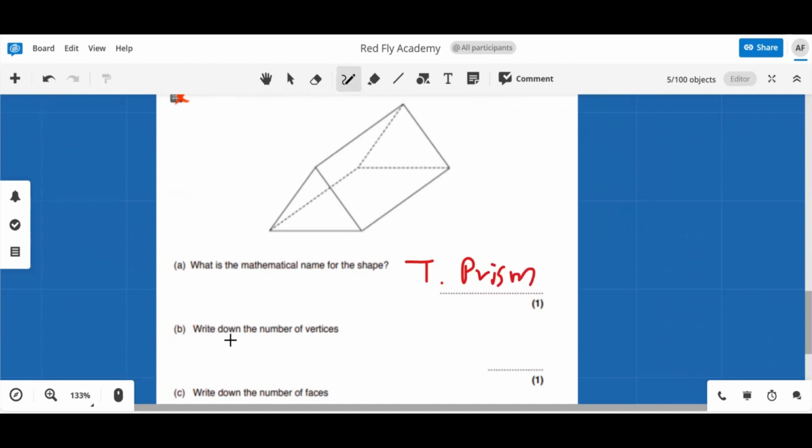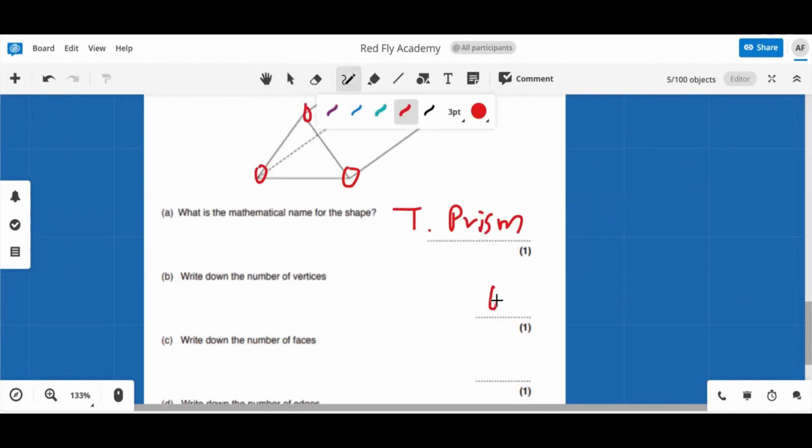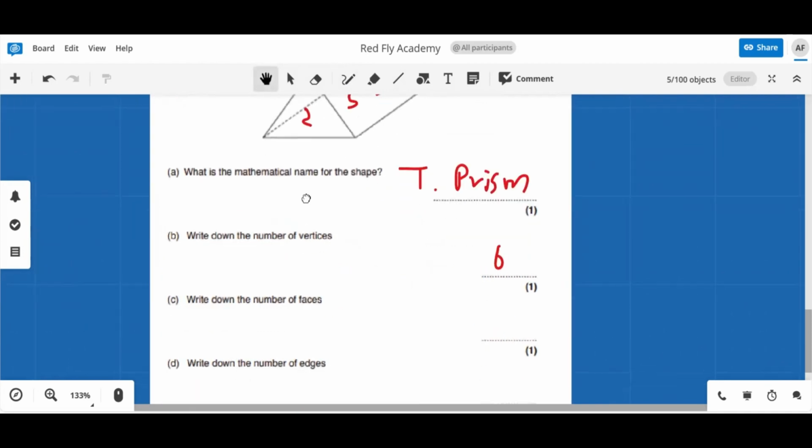The second question is to write down the number of vertices. Again, vertices are the corners. One, two, three, four, five, and six. Here we have six vertices. Okay, the next question is to write down the number of faces. Faces are, let me count, one, which is the back, second, which is the front, third, right, four, left, and the fifth, which is the bottom surface. So here we have five faces.